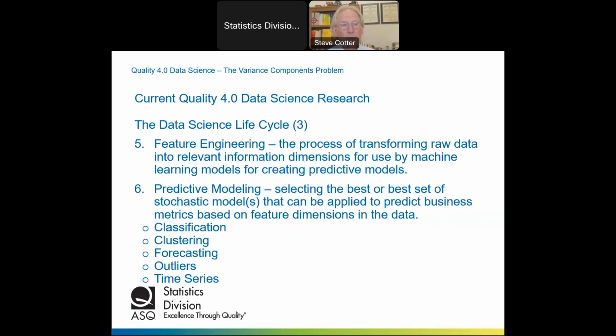Next, once you have a model, feature engineering is a process of transforming raw data into relevant information dimensions for use by machine learning models for creating predictive models. That's where we've been going all along in data science. The predictive modeling is selecting the best or best set of stochastic model or models that can be applied to predict business metrics based on feature dimensions in the data. And typically, predictive modeling is some kind of classification, clustering, forecasting, examining outliers, some kind of time series dynamics.